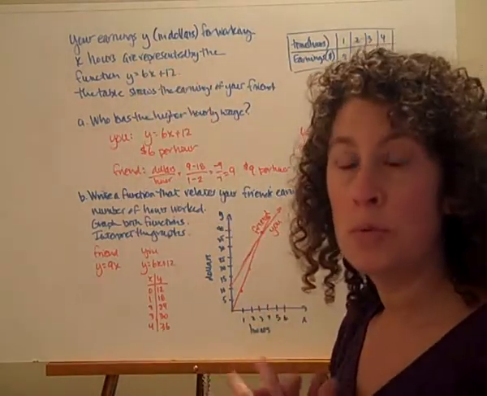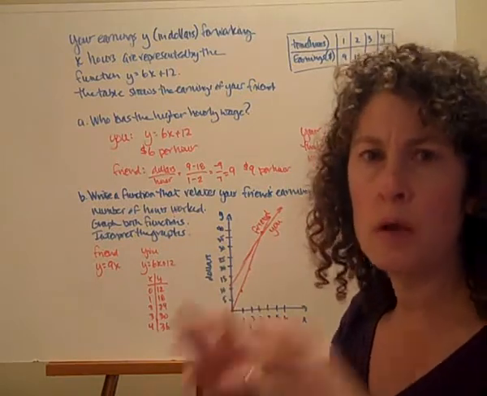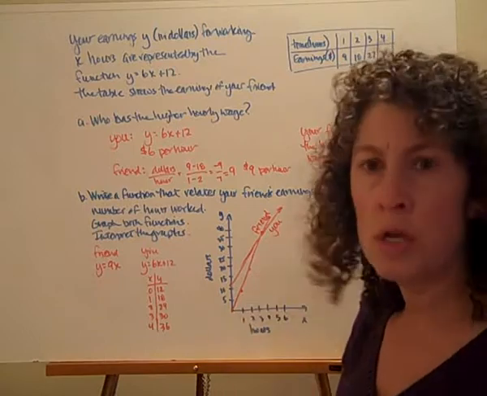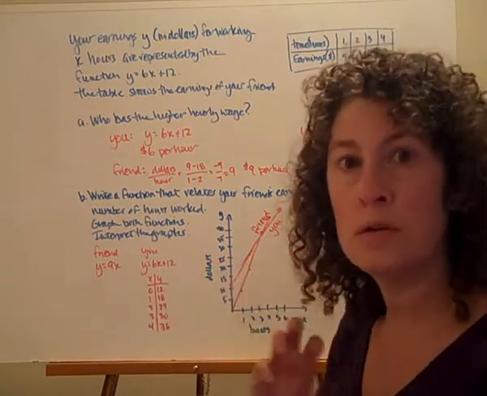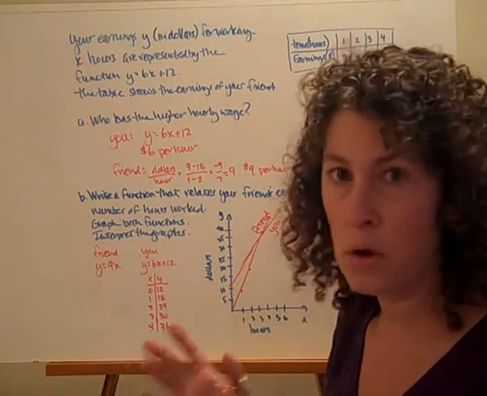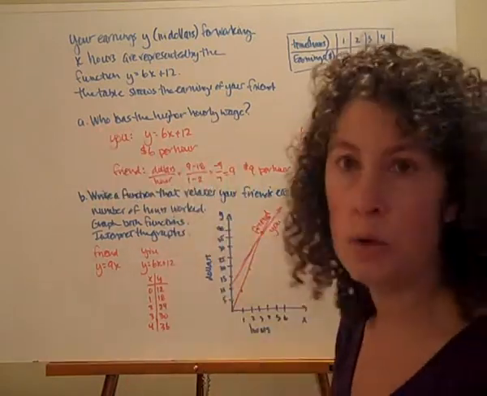Remember, when we're working with relations or functions, we should be able to go from a table to ordered pairs to a mapping to an equation to a graph. All of those things, I should be able to go from one to the other. They're just comparing different patterns. That's all they're doing.